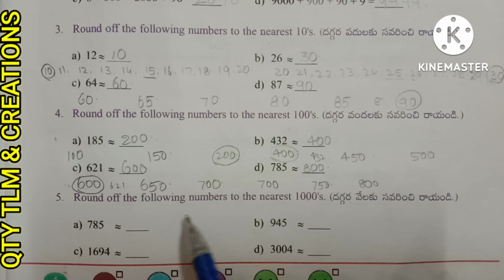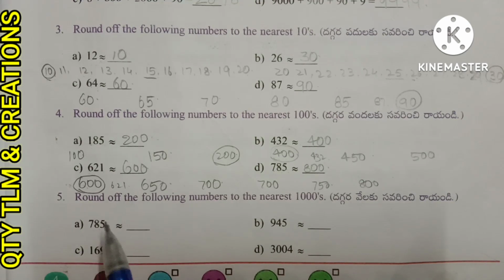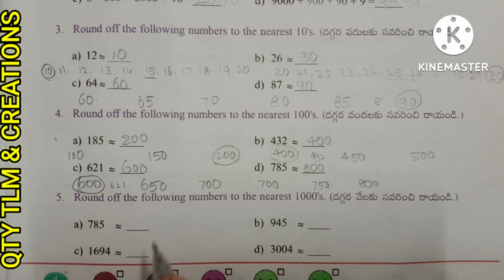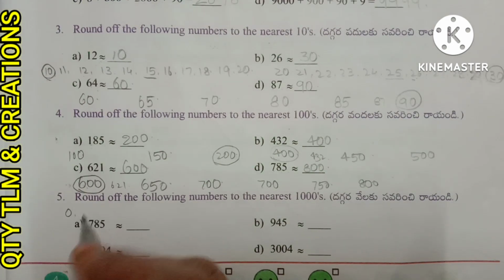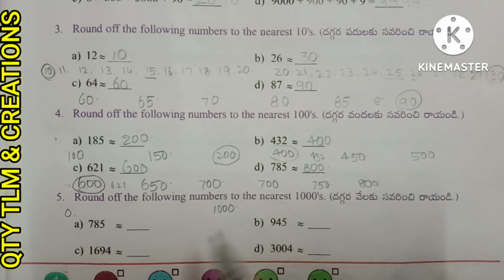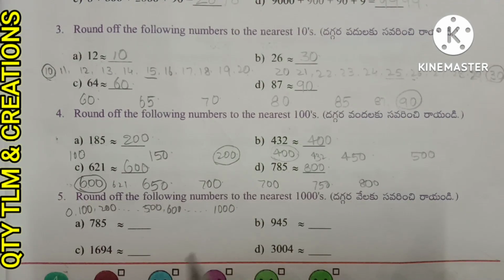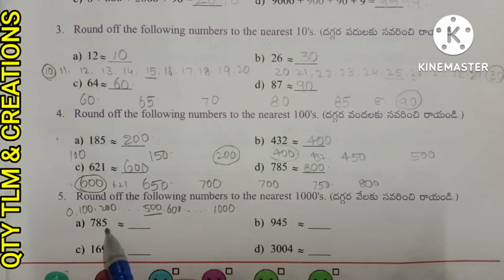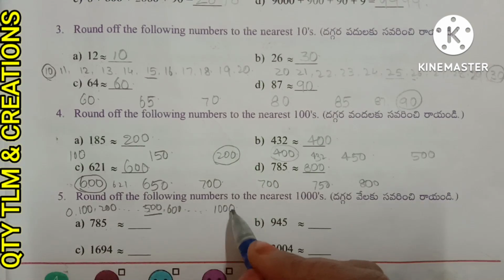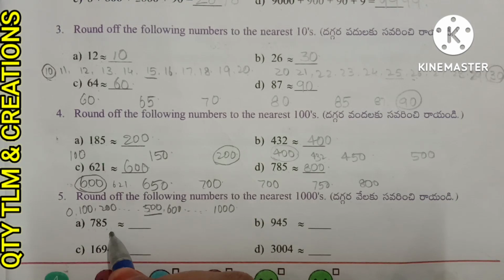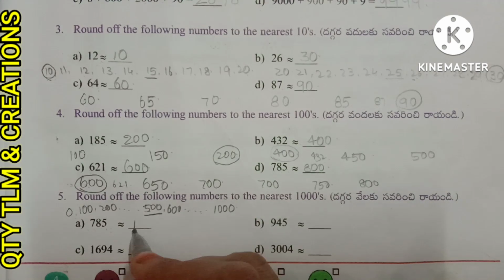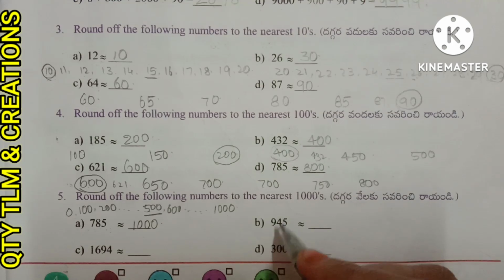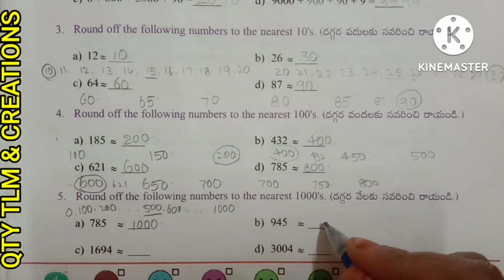Next, round off the following numbers to the nearest thousands. A 785. Here also we have to remember that 785 is in between 0 and 1000. Here we have to identify the mid number between 0 and 1000. It is 500. So the number 785 comes after 500. So it is nearer to 1000. So 785 is nearest to 1000. So we have to write 1000. Next B 945. It is also nearest to 1000.